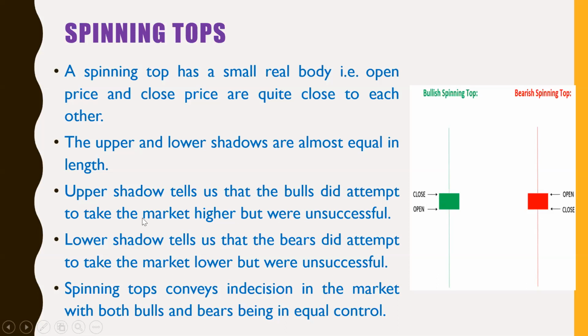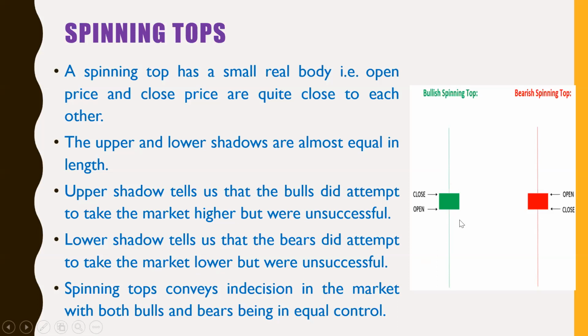You can see, the upper shadow tells us that the bulls did attempt to take the market higher, but were unsuccessful. Correct or not? So the buyers tried to push it up, but they could not maintain it. If no sellers had come into the picture, then ideally the price would have closed here, and the bulls would definitely have been successful. But in this case, it went all the way up, but sellers came and pushed it back. So that shows the bulls were unsuccessful. Correct or not?